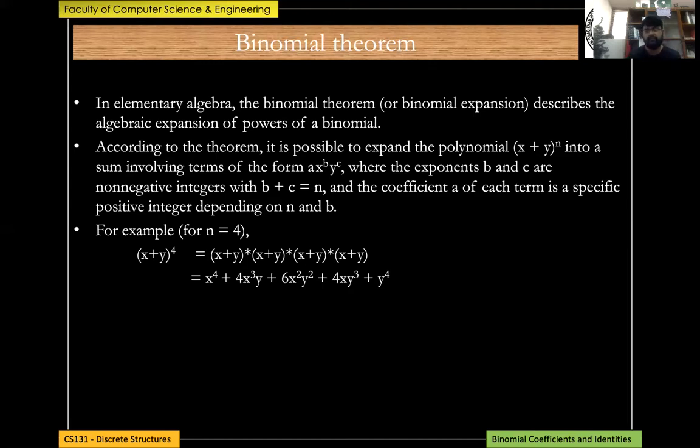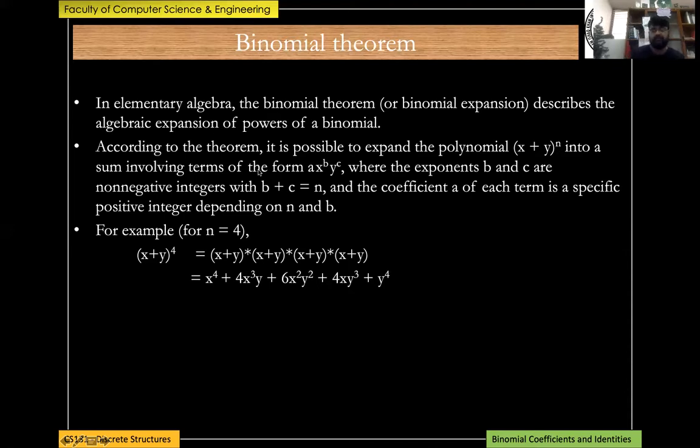One of them is that the sum of this 4 plus 0, 3 plus 1, 2 plus 2, 1 plus 3, 0 plus 4 is always equal to this particular number. So n is equal to b plus c. That was the first property.